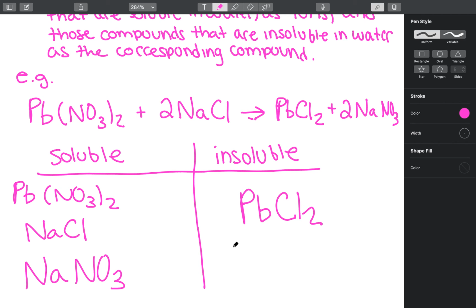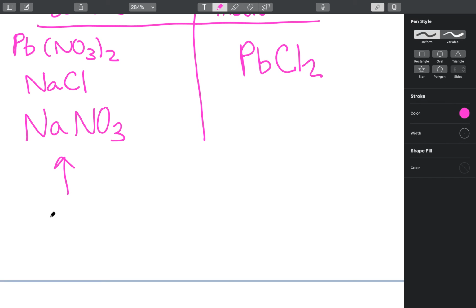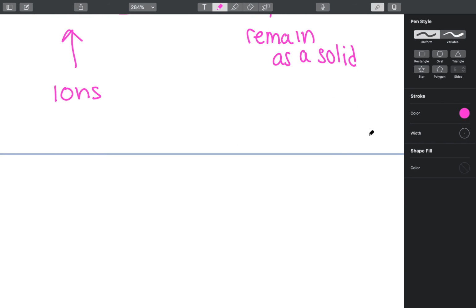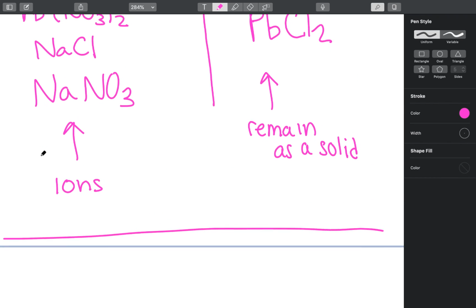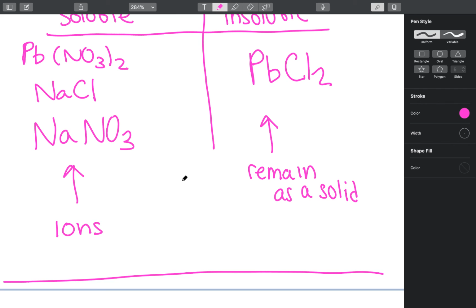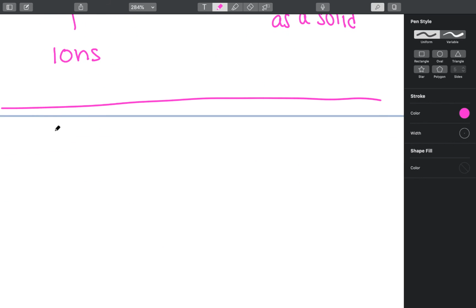So now we can use this fact and use these predictions in order to indicate or write down the complete ionic equation. So these will all form ions, and this will remain as a solid. So now let's write the complete ionic equation. So in order to write the complete ionic equation, you write all soluble ionic compounds as their corresponding ions, and all insoluble ones you keep in their compound form. So let's write out the complete ionic equation for this chemical reaction.